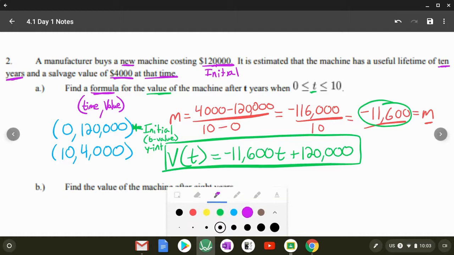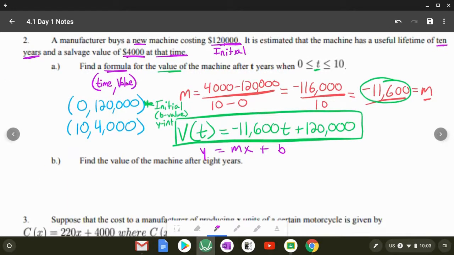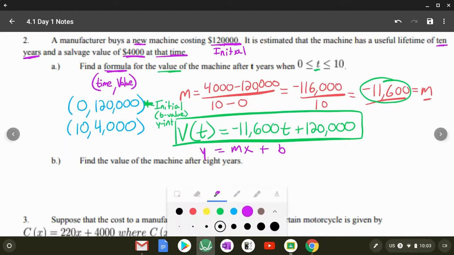So again, remember, this is just a word problem way of saying y equals mx plus b. We know that the initial cost is $120,000. That's our b value. We know that the marginal cost, or how much it's changing per year in this case, is going down $11,600. And then v of t represents our y value. What's the value at that point in time? Which, if we look at part B, lucky for us, we're actually going to use this information.